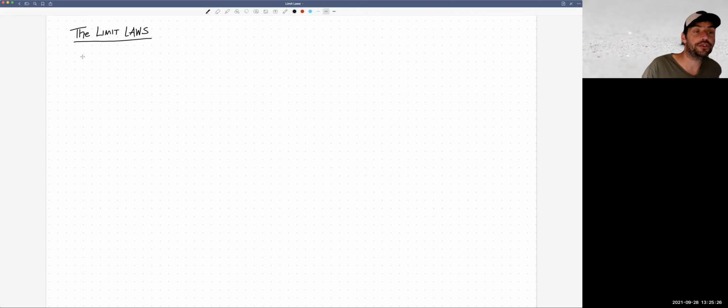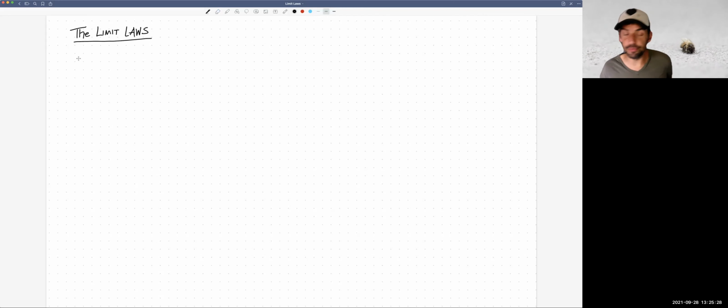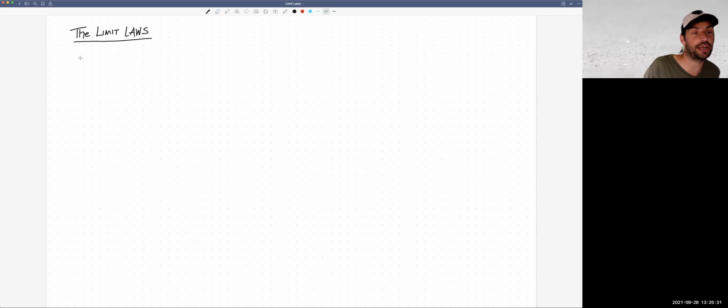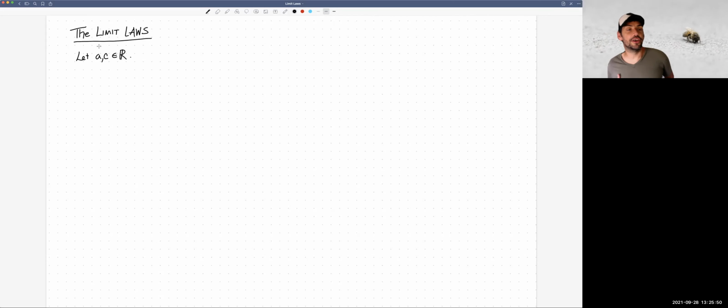So let's put a couple symbols out here. I need some real numbers, so I'm going to have real numbers A and C. I'm using some math notation you might not have seen before. This just says let the symbols A and C be members of, that's that little backwards E or curvy E, be members of the set of real numbers. That's the big R. So A and C are symbols that just represent any real number.